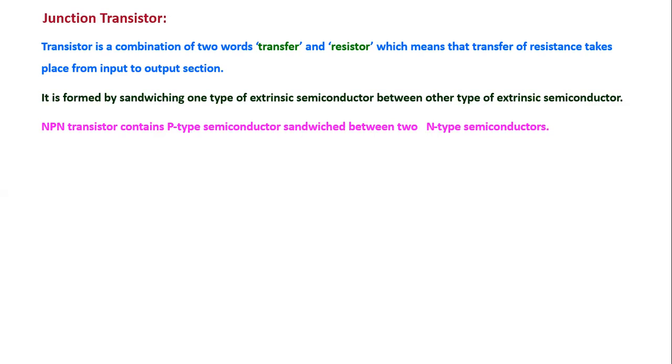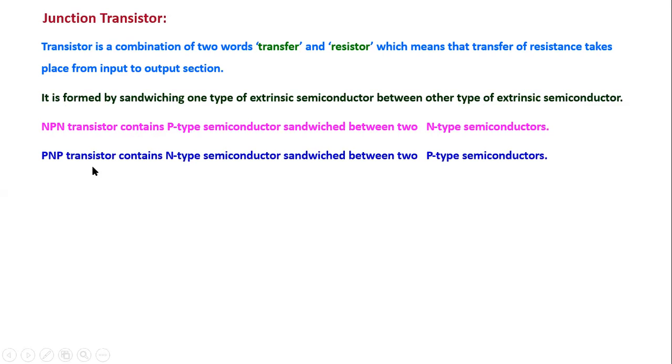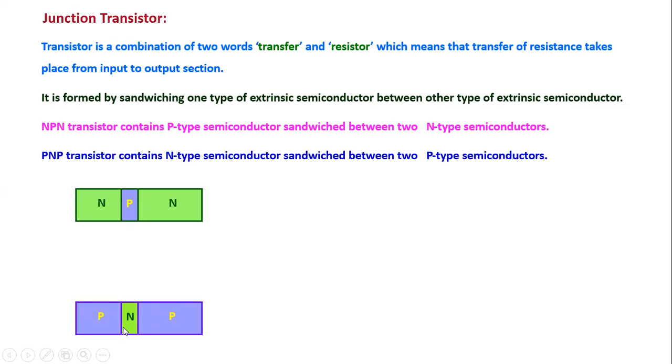For example, if we sandwich p type between two n, then it is called an NPN transistor. And the second one is the PNP transistor, meaning n type material is sandwiched between two p type semiconductors. You can see in the diagram here, this p type material is in between two n type materials, then it is called a transistor. In a similar manner, the PNP transistor you can also see on screen.